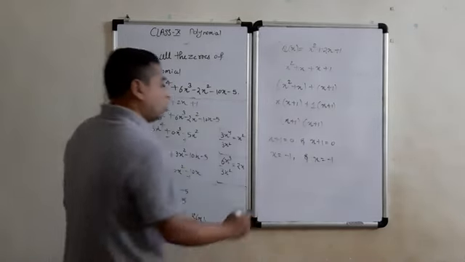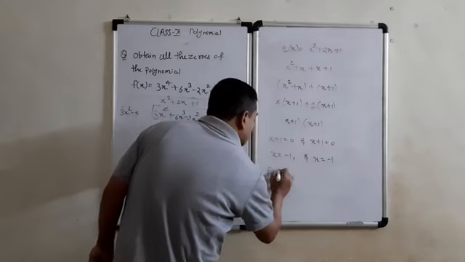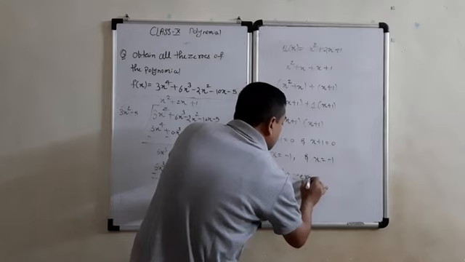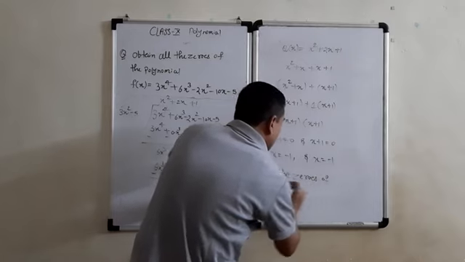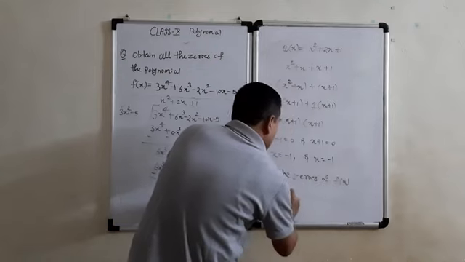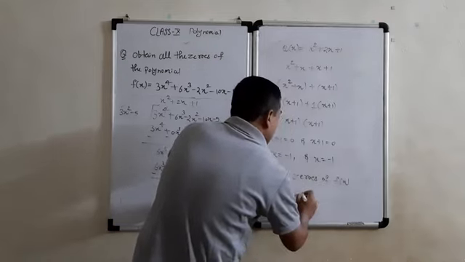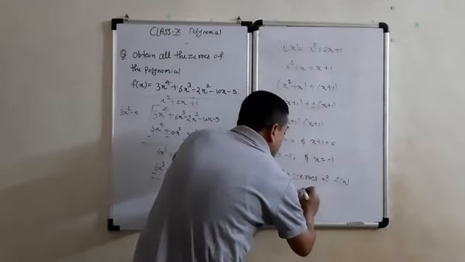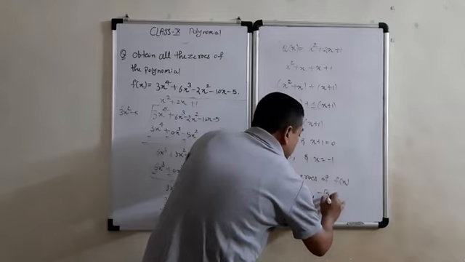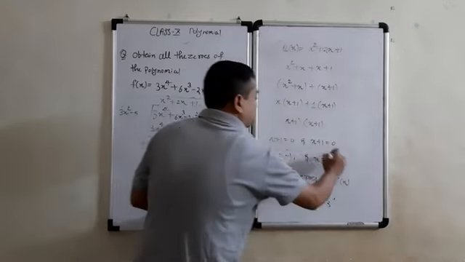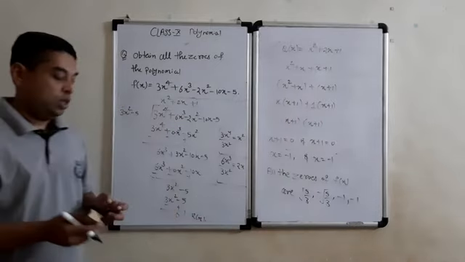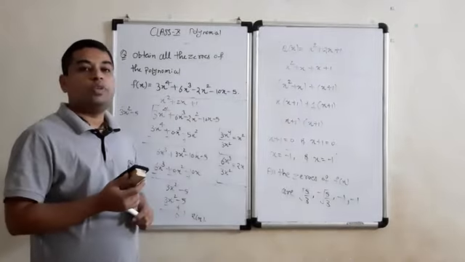So in this way, all the zeros of f of x are: the 2 that were already given to us, root 5 by 3 and minus root 5 by 3, and the remaining 2 we obtained, that is minus 1 and minus 1. So in this way we can obtain all the zeros of the polynomial.